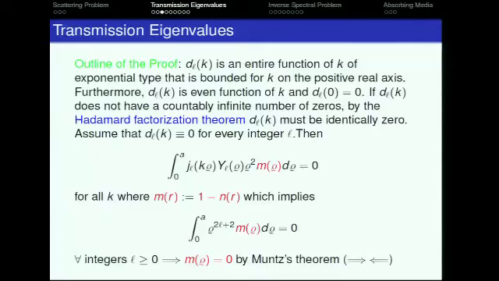And so, if this determinant does not have a countably infinite number of zeros, you conclude by the Hadamard factorization theorem that it must be identically 0, because then all that's left is a power of z times e to the az. So even if a is complex, it's not going to be bounded. So there's going to have to be an infinite number of zeros.